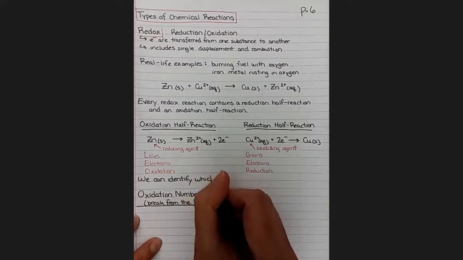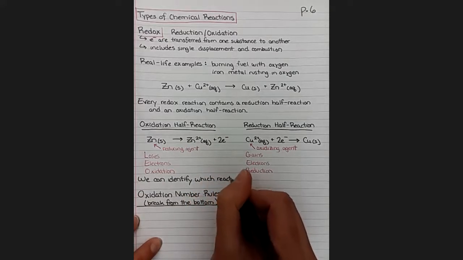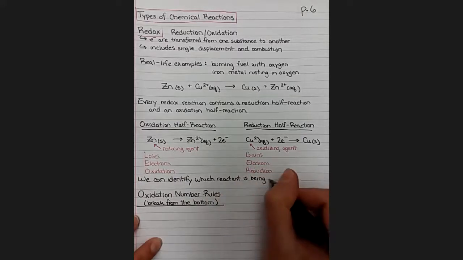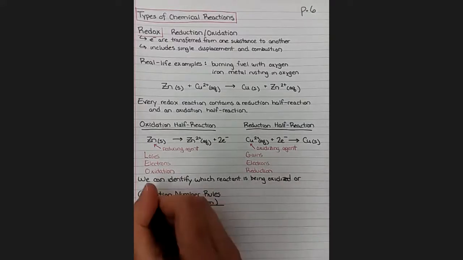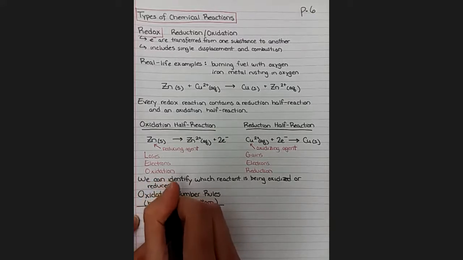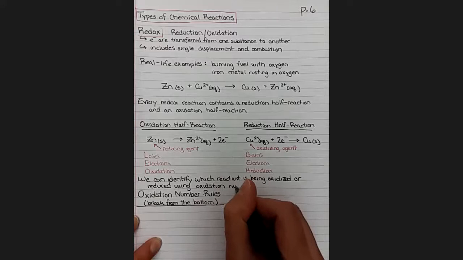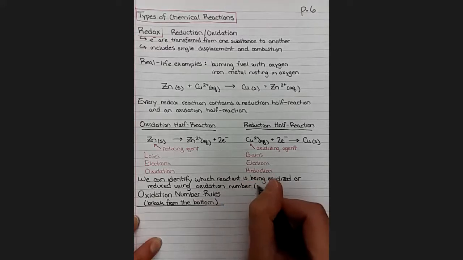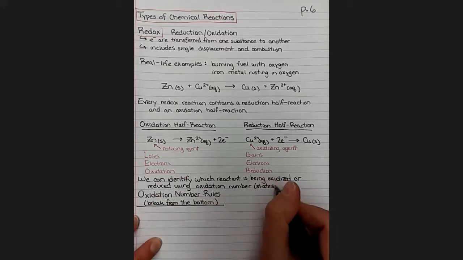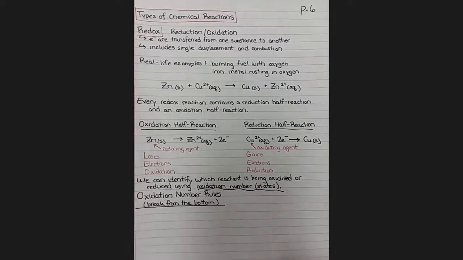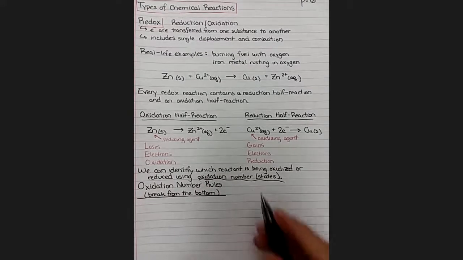So we can identify which reactant is being oxidized and which is being reduced, using what is called the oxidation numbers, or sometimes they're called oxidation states. Okay, we have kind of squished that in here, but I'm going to fit it on this page, so hang tight. We're going to write over here now.